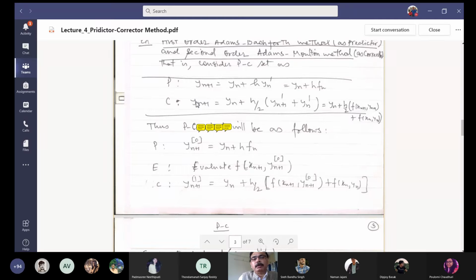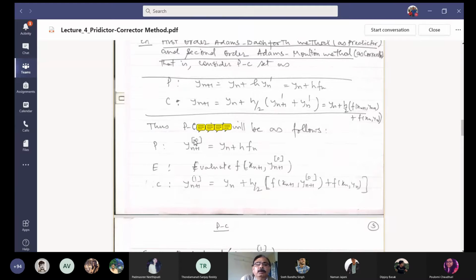That is yn plus 1 equal to yn plus h by 2 times yn plus 1 prime plus yn prime, which basically means the average of the slope at the point xn plus 1 and the slope at the point xn. So it is the average of the slope f of xn plus 1, yn plus 1 plus f of xn, yn. What we'll do to start with, let me first explain the general one.